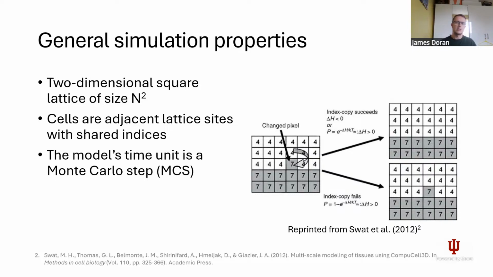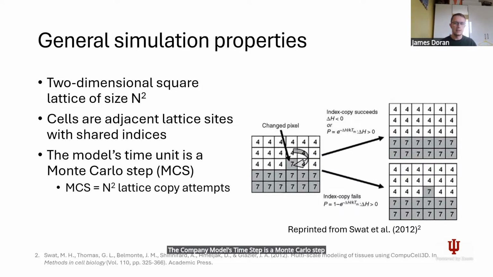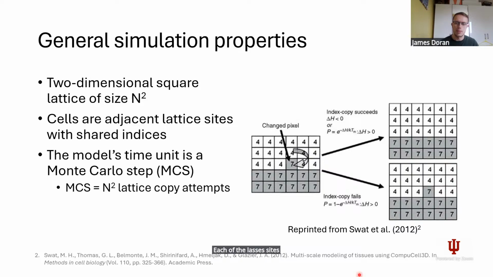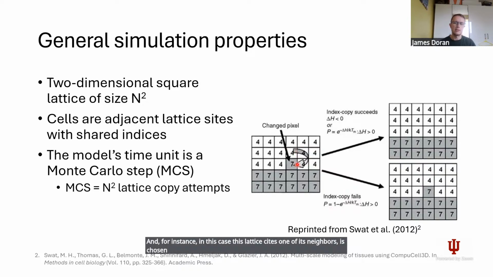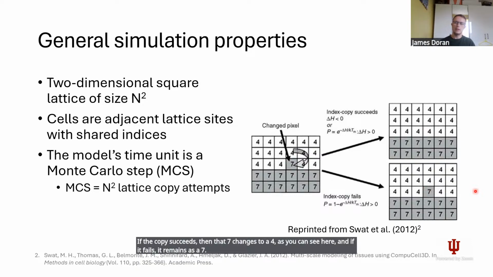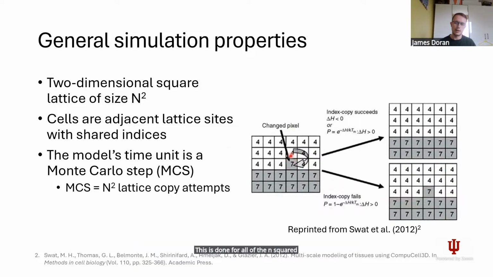The CompuCell model's time step is a Monte Carlo step, and what this means is n squared lattice copy attempts. So each of the lattice sites is cycled through, and for instance, in this case, one of this lattice site's neighbors is chosen, and an attempt is made to copy the index number from this site into this site. If the copy succeeds, then that 7 changes to a 4, as you can see here, and if it fails, it remains as a 7. This is done for all of the n squared sites. A sort of destination target cell neighboring the original cell is chosen, and then the copy attempt either succeeds or fails depending on the energy required for it to go through.